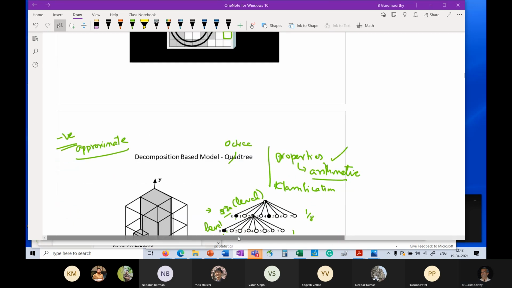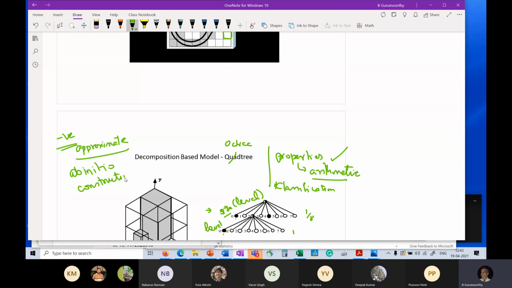Any other negative thing that you can think of other than approximation? Okay, what do I mean by this?